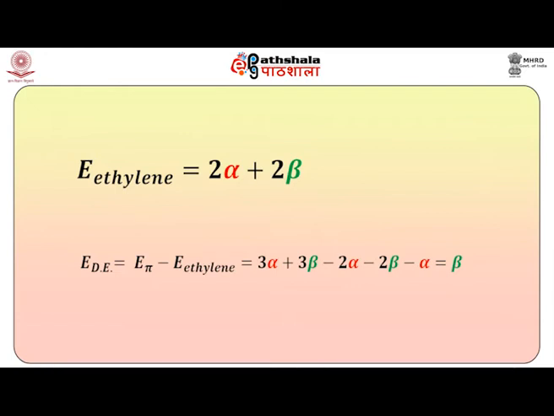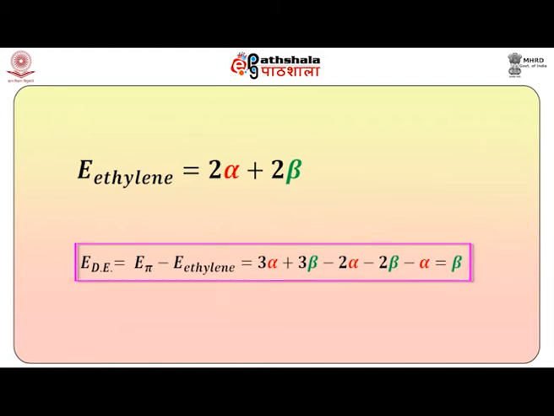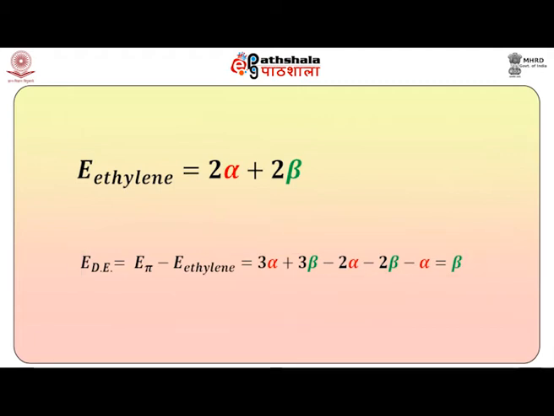So the resonance energy becomes equal to 3 alpha plus 3 beta minus 2 alpha minus 2 beta minus alpha. And if we solve it, it comes out to be beta. That means cyclopropenyl radical is stable by a factor of beta in comparison to an isolated double bond and 1 carbon atom containing pi electron. So this would be basically resonance energy, or we also can call it delocalization energy.